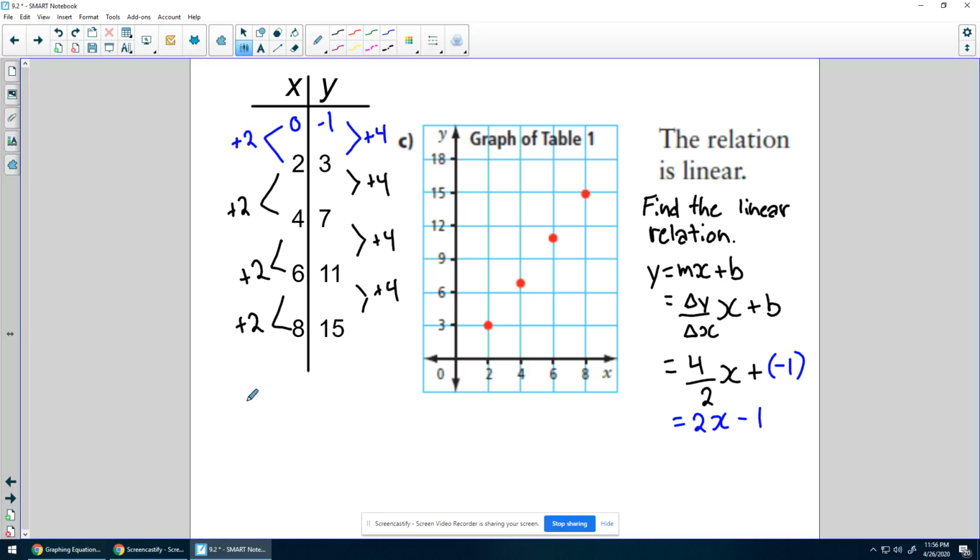Let's do a check. Y equals 2x minus 1. Let's start with 0. So y in this case is -1. 2 times, substitute in our x value, which is 0, minus 1. Drop that down. 2 times 0 is 0, minus 1. -1 is equal to -1. Check.